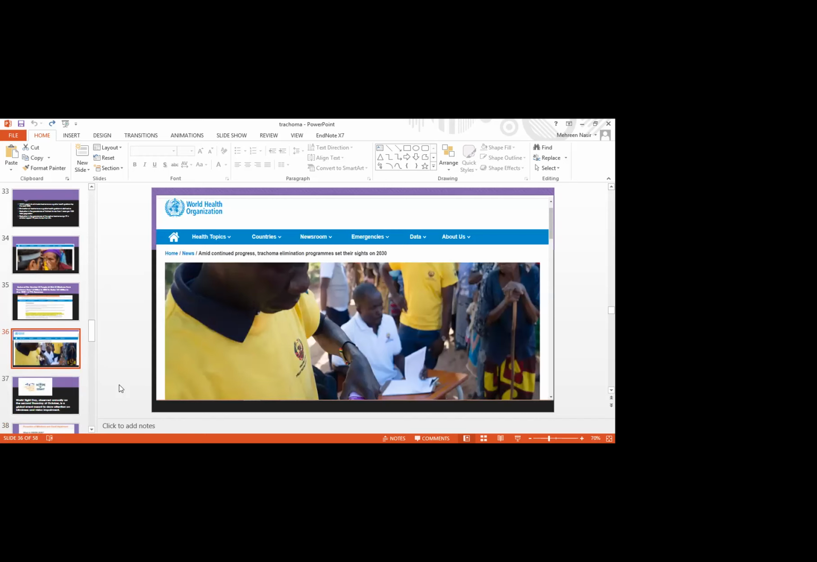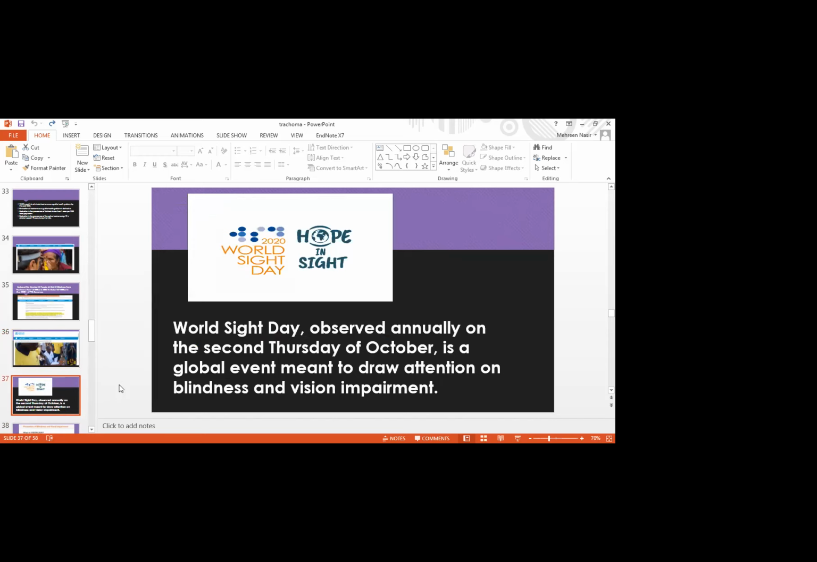We have not achieved the elimination in the rest of the countries as a public health problem. So the next target is 2030 to eliminate trachoma as a public health problem. World Sight Day is celebrated every second Thursday of October, which is a global event meant to draw attention to blindness and visual impairment. In 2020, the theme of World Sight Day was Hope in Sight, and trachoma is included in the priority diseases of World Sight Day.